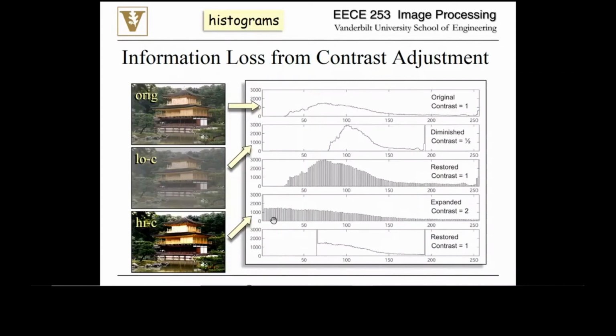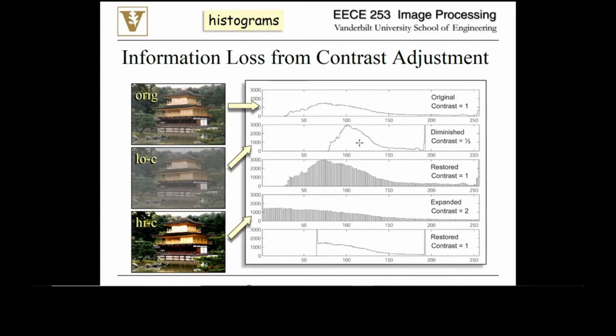Okay, so then here we have some considerations about information loss when you are adjusting the contrast. So let's say that we have an original image. This is the histogram of the luminance, let's say. And then we have one with lower contrast. So with lower contrast, let's say that the constant that we are using to multiply, this A, is 1/2, then we are decreasing the contrast, and we understand that the minimum and maximum collapse towards the middle of the range.